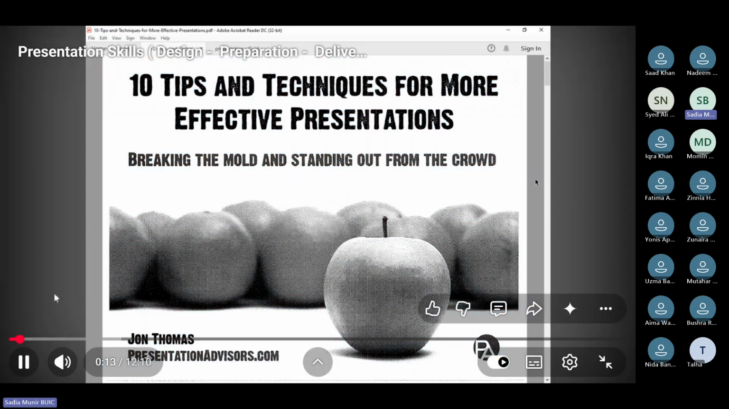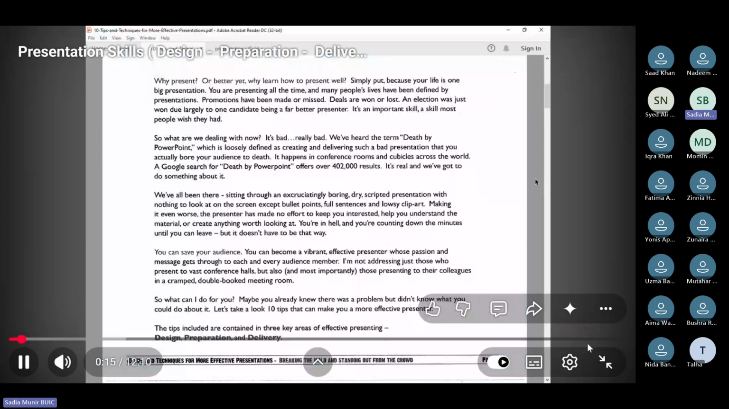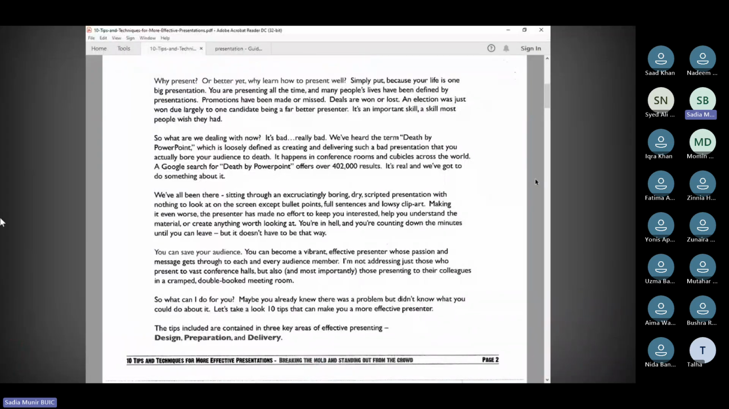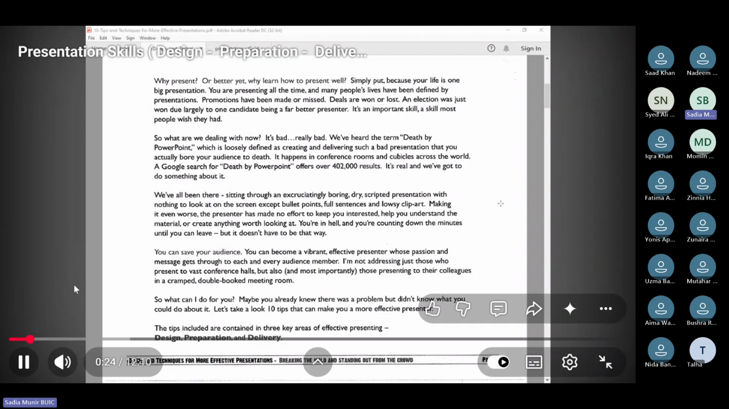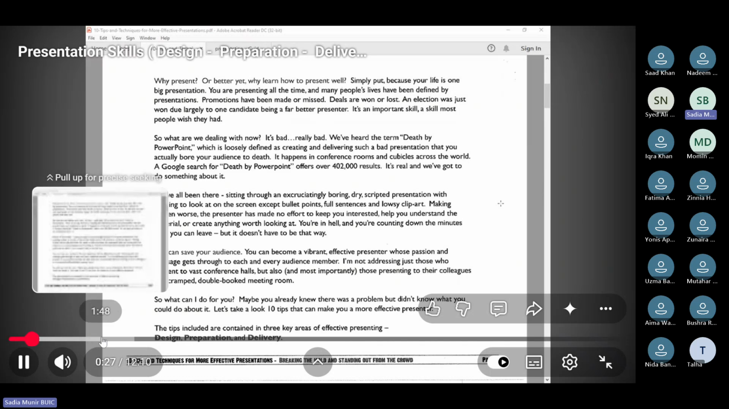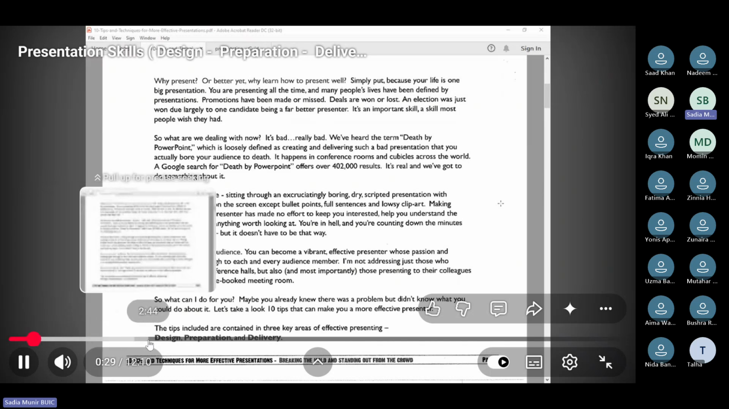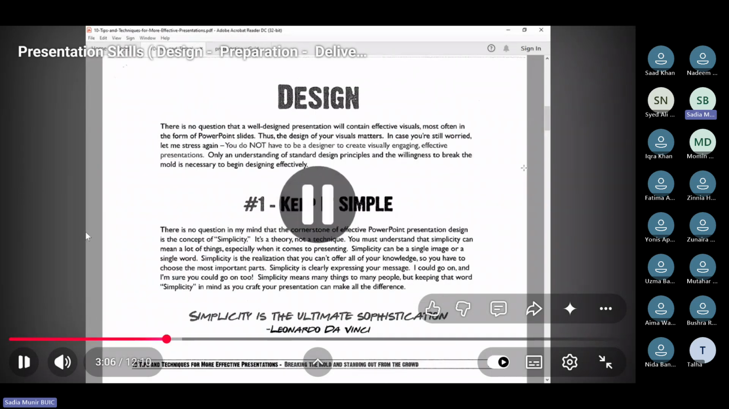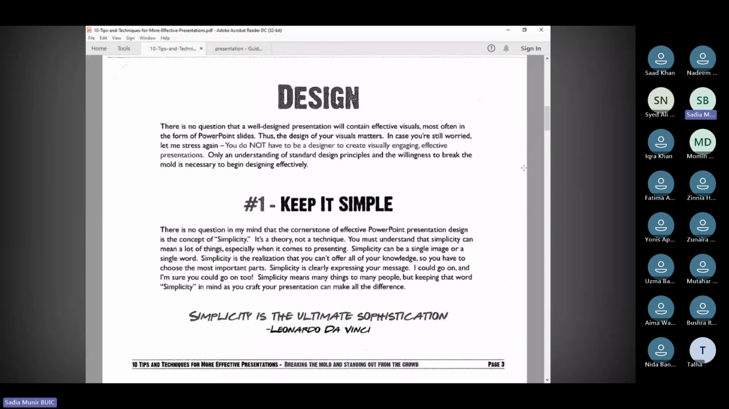Have been shared with us. Now, first of all, what he has tried to tell us is why we need to present. Why present? We need to present well because our life is one of the big presentations of all time. We are present, aptly put. I just want to finish it in 10 minutes. So the first point that you should remember is the design.